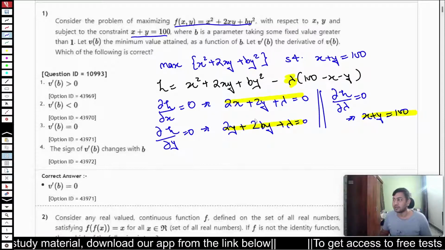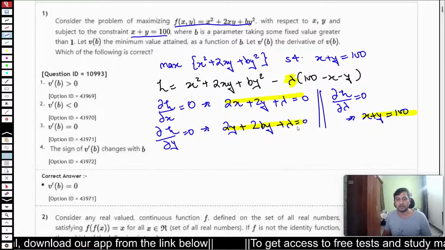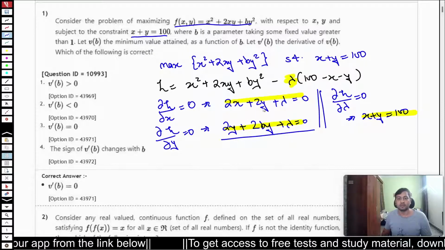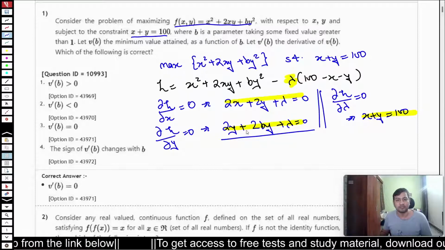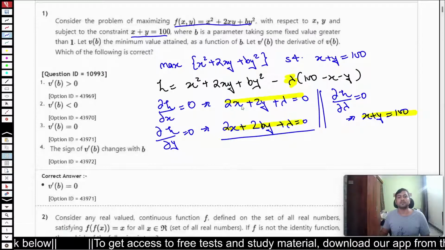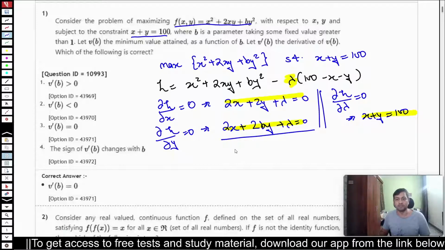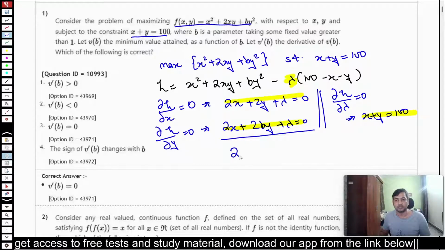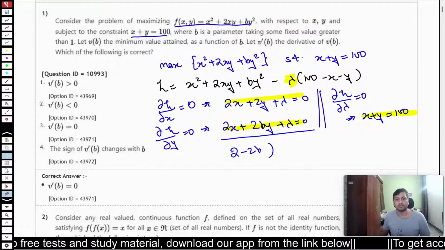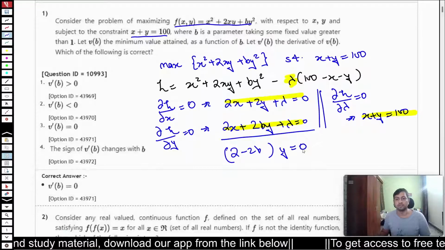So how can I do this? The best way would be, first of all, eliminating lambda from these two equations. So when I eliminate lambda from the two equations, sorry, this would be 2x, right? This is 2x. So I can just subtract here, and what I'll get is 2 minus 2b times y must be equal to 0.